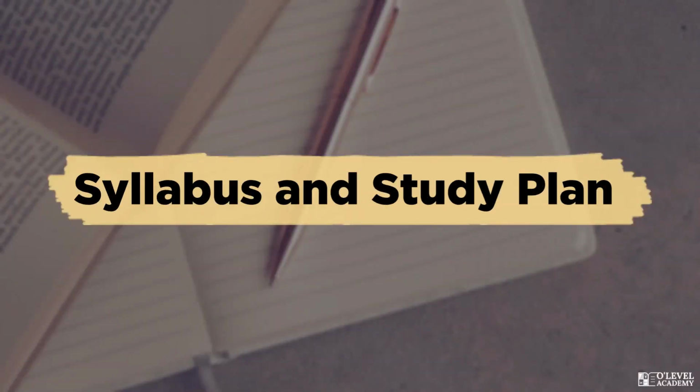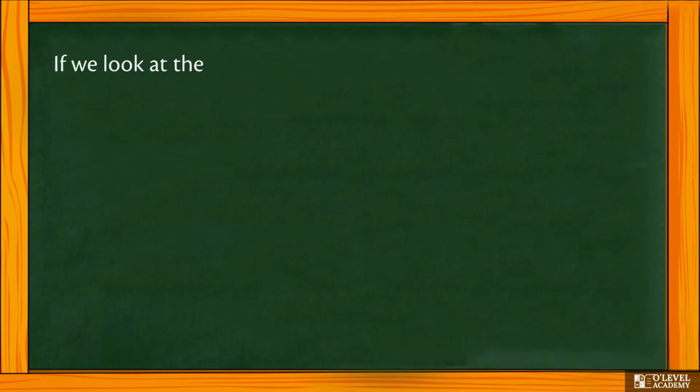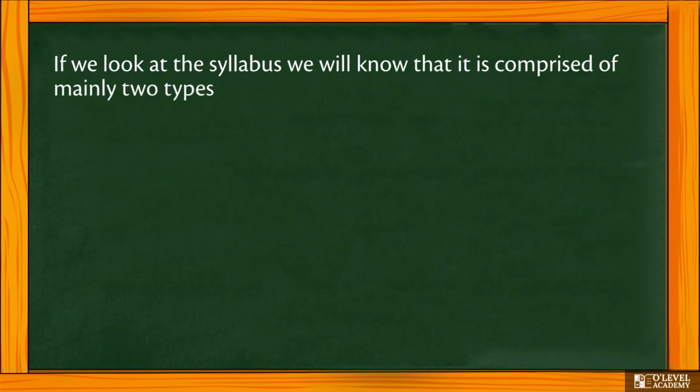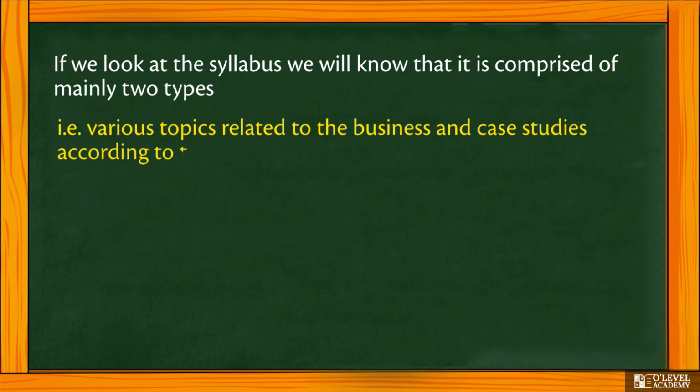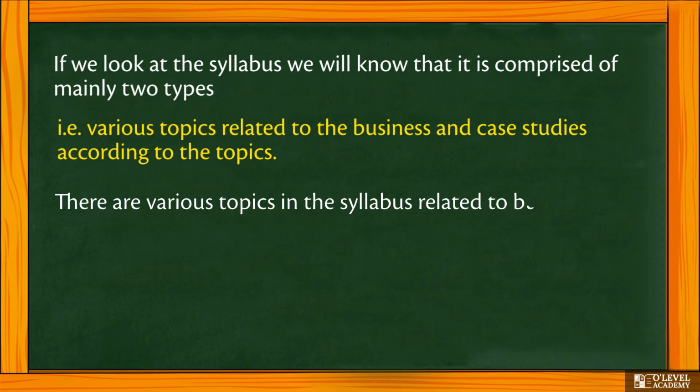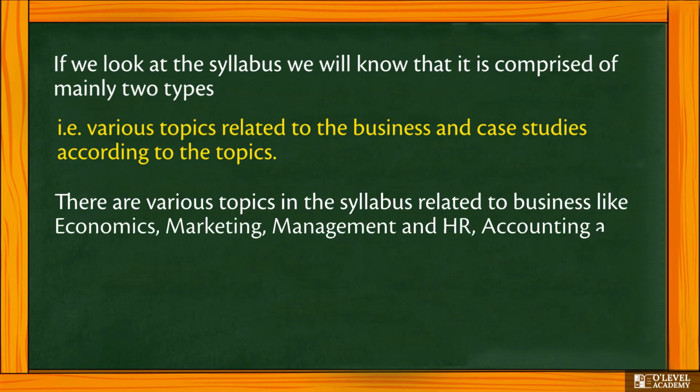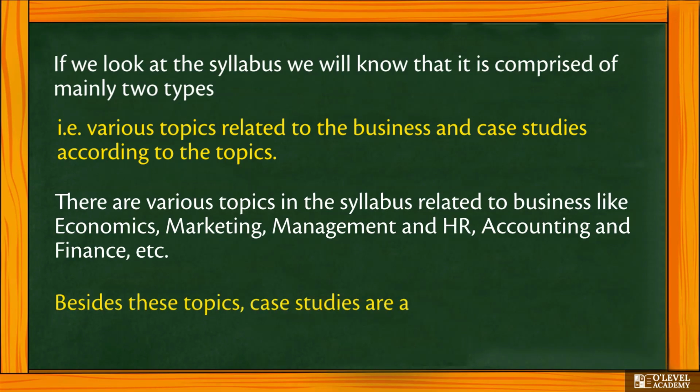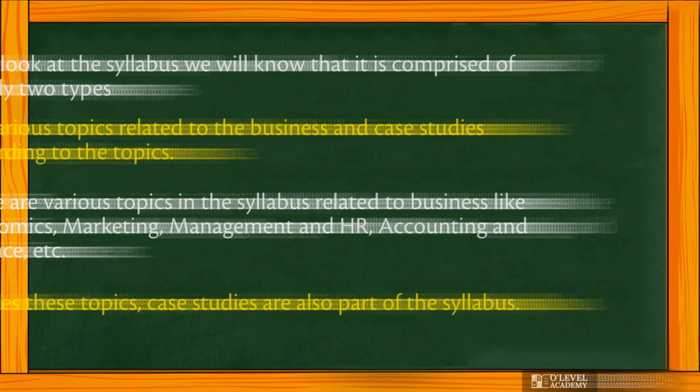Syllabus and study plan. If we look at the syllabus, we will know that it is comprised of mainly 2 types, that is various topics related to the business and case studies according to the topics. There are various topics in the syllabus related to business like economics, marketing, management and HR, accounting and finance, etc. Besides these topics, case studies are also part of the syllabus.